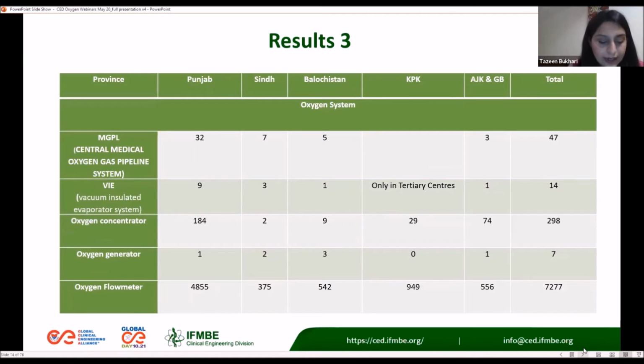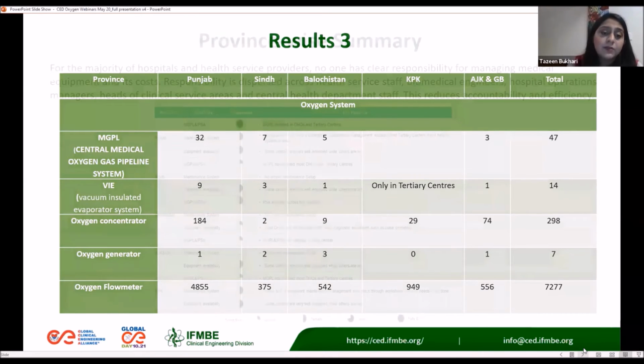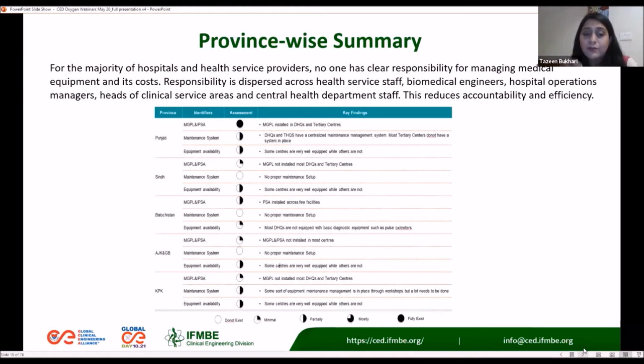The non-functionality of the equipment was quite high throughout the provinces, except in Punjab, which had a better system than the rest of the provinces. If you can see on the slide, Punjab has the lowest, but Balochistan is close. The problem is those results were not right. When we talked to the people in the facility, they said they did not know the whereabouts of the non-functional equipment. They did not fill in the data, and hence there was a disparity in the results. And the main problem that was identified was that there was no maintenance setup, and that needs to be addressed.